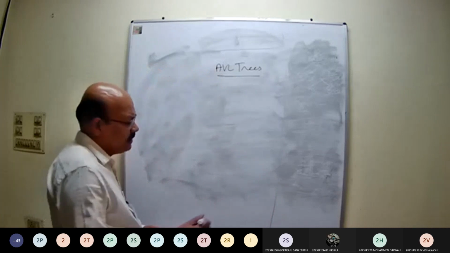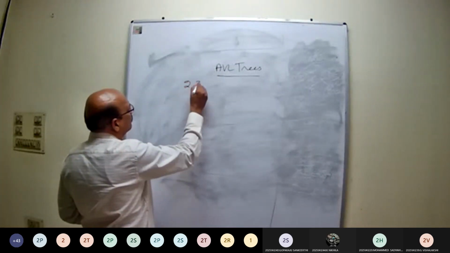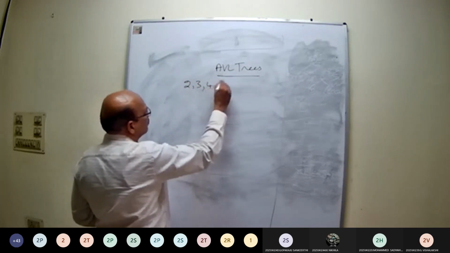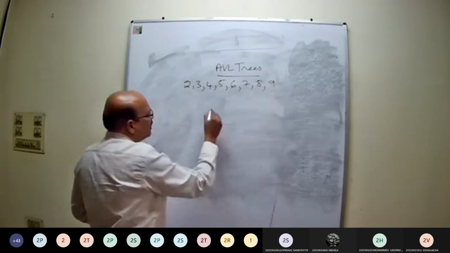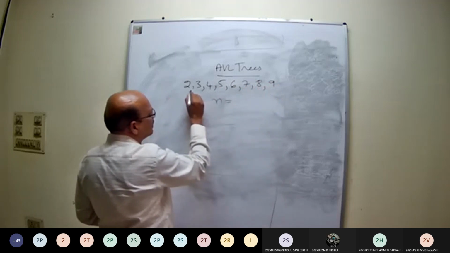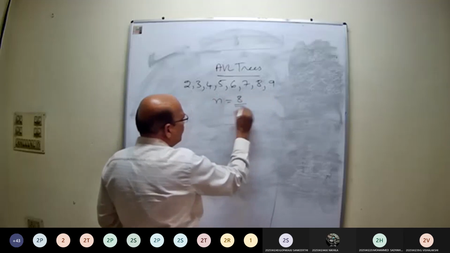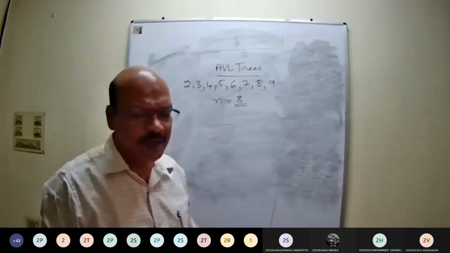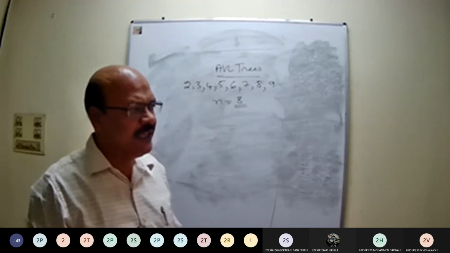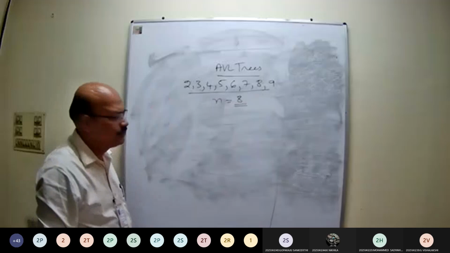Okay. See here. Suppose, here, what is n? How many elements are there? 1, 2, 3, 4, 5, 6, 7, 8. So we have taken n value as 8. The n value is nothing but the number of elements, the number of key values, that we are considering.